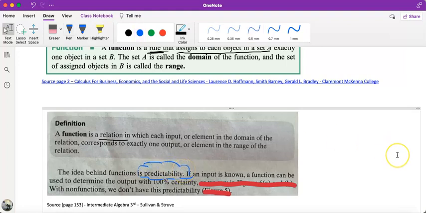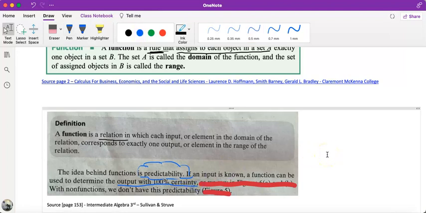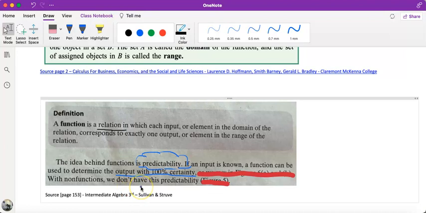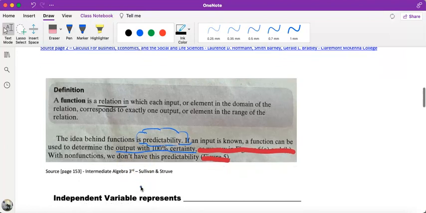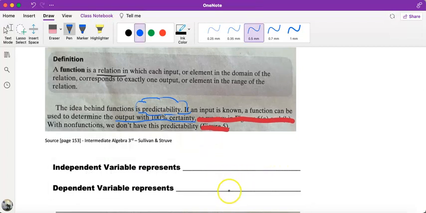for predictability, right? We collect data, we get this data, and we say, what is this data going to tell me? So that when we're given these inputs from the domain, we're able to predict what this output is going to be, at least 100%, right? And so here with non-functions, so relations, there are plenty of relations that are non-functions, but those relations don't have that predictability feature. And so, there are going to be some key components in terminology throughout calculus.